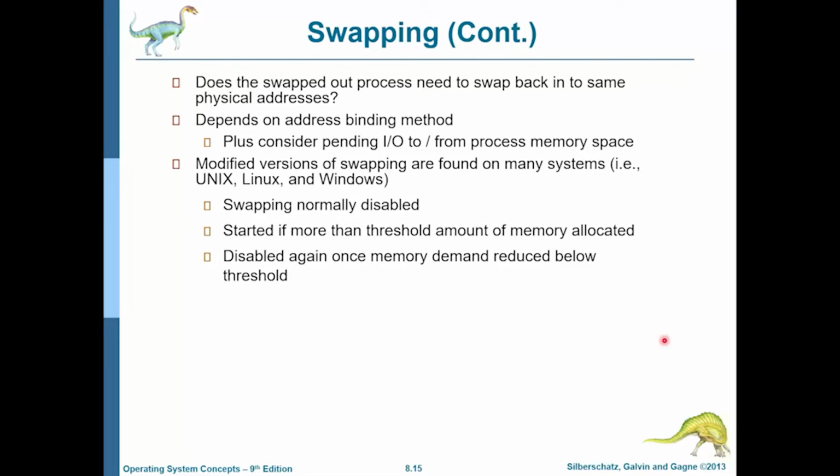Does the swapped out process need to swap back into the same physical address? Let's just say there is a process that was running at address number 500, and it used 1 MB of memory from that address. Now you swapped it out and swapped in another process at 500. Now, if you want to run the process that was swapped out, you cannot just swap it in and put it at memory address 500 again, because there is another process running at the same physical memory. So that is one challenge of swapping.